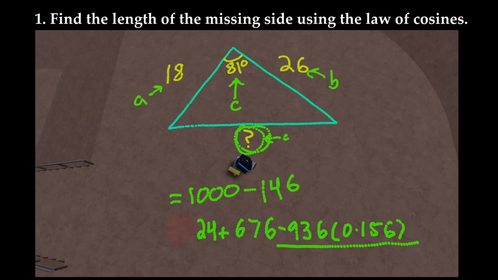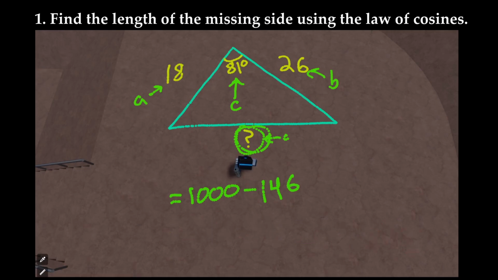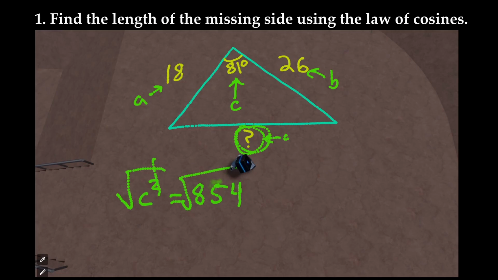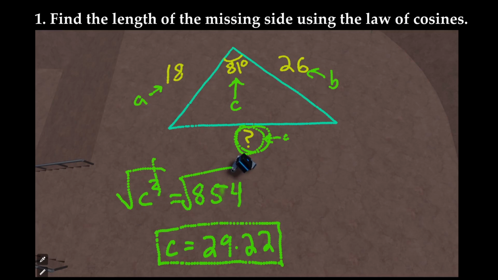I'm just going to erase all this at the bottom. And remember, we said that this was all equal to c squared. So then now, just do 1,000 minus 146. If you do that, that is 854, I believe. And now, to solve for c, just take the square root of both sides. The square and the square root cancel out, and you get that c is roughly equal to 29.22. So that is the answer for side length c. Let me just fill that in up here. So this is 29.22 units long. Let's go to the next one.